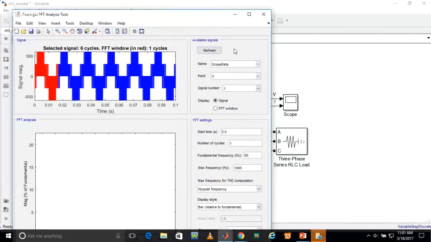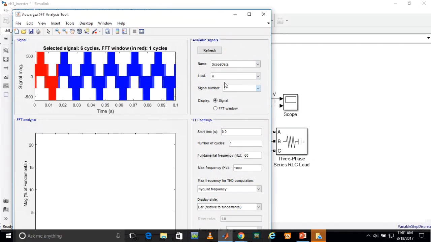So what is showing, the scope data was the parameter that we have given to our workspace in the scope system, and the input is variable V, and in that input we have three different waveforms, VA, VB, VC, right? So the signal is 1, 2, 3. So we are calculating for 1.